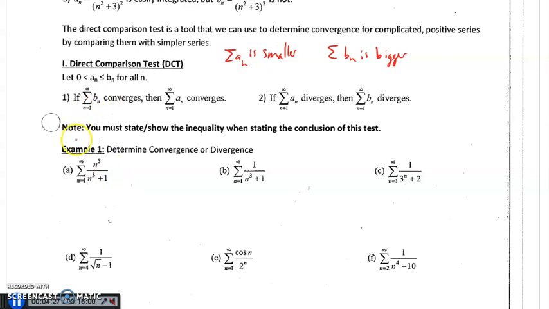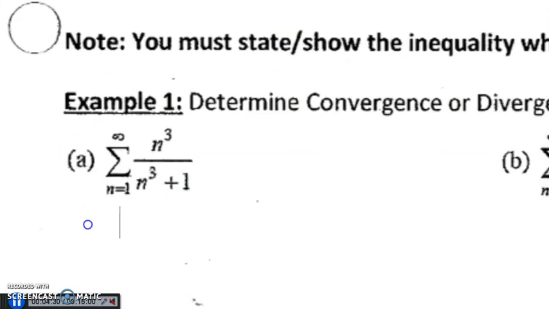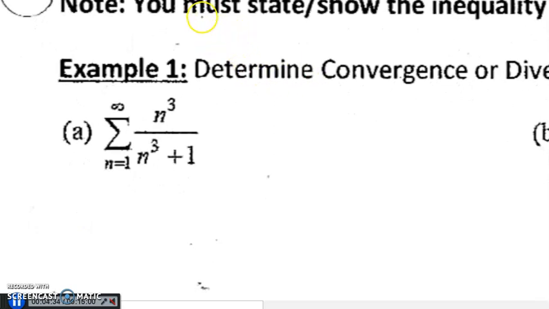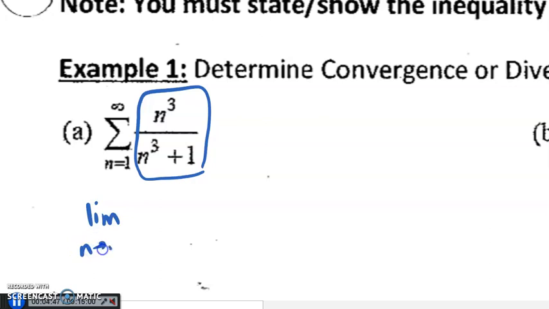All right, so we take a look at, well, actually, this one's kind of a trick, isn't it? We don't want to compare this to anything. What's the better test to use? Think about that. Look at these. You'll notice that the degree on the top is the same as the degree on the bottom. So what is the limit as n approaches infinity of this?